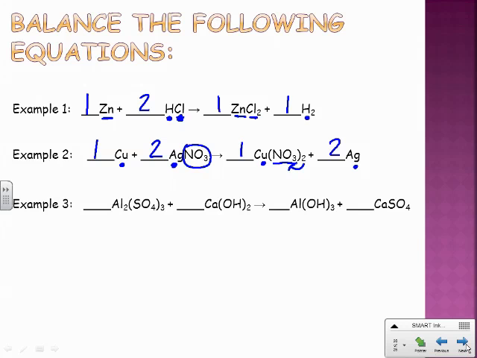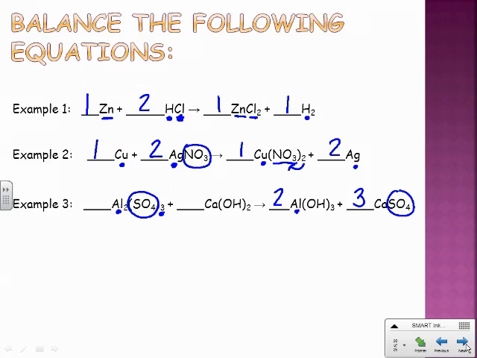Okay? Next we have aluminum sulfate plus calcium hydroxide making aluminum hydroxide and calcium sulfate. So first, we'll start with aluminum. If I have 2 aluminums over here and I only have 1 over here, if I put a 2 here, that makes my aluminums equal. Next, I have SO4 right here. So I have sulfate, which is a polyatomic ion, and I have 3 of those. So what I need to do is make sure there's 3 on the right side. I have 3 SO4s on the left, but I only have 1 over here. So I need to put a 3 coefficient here to make 3 SO4s.